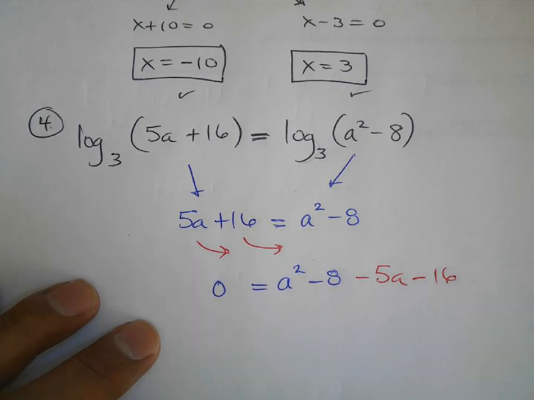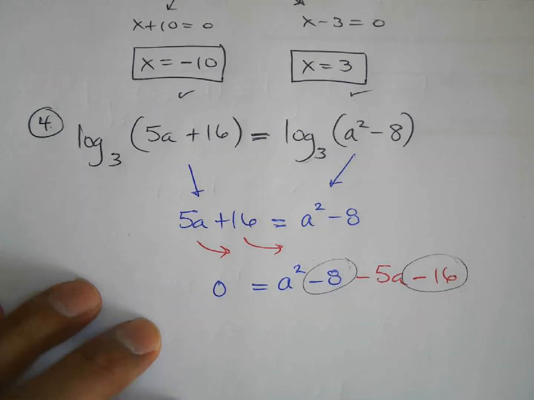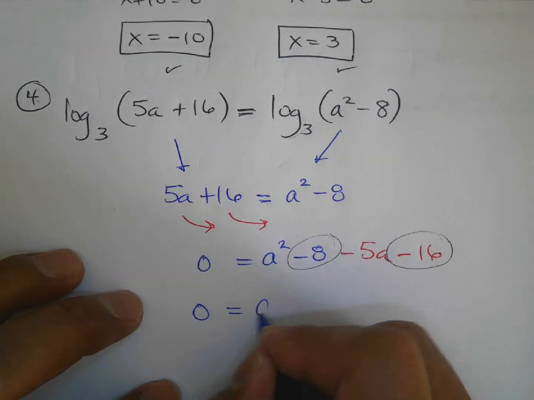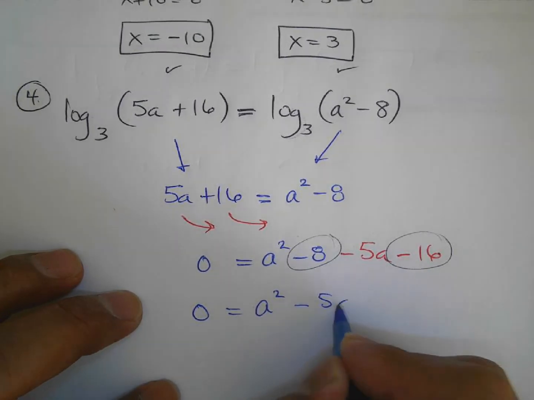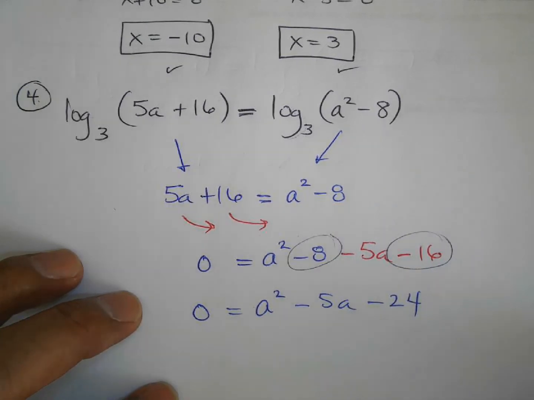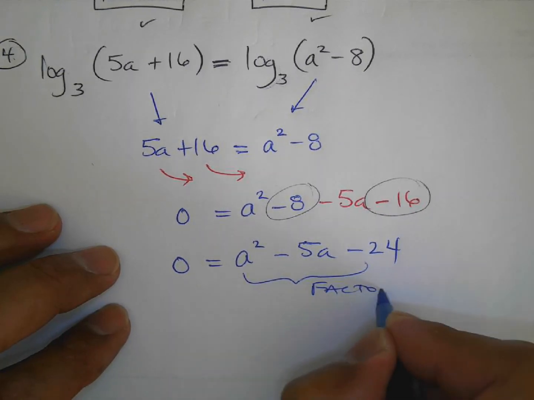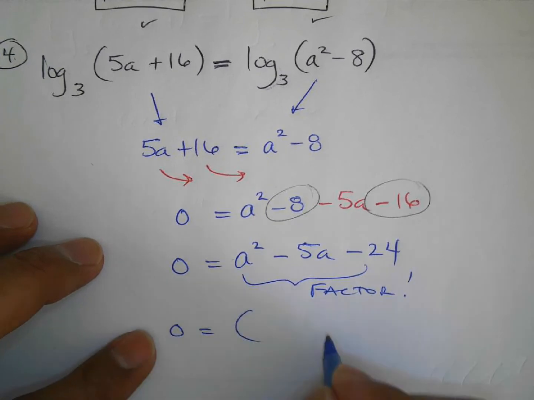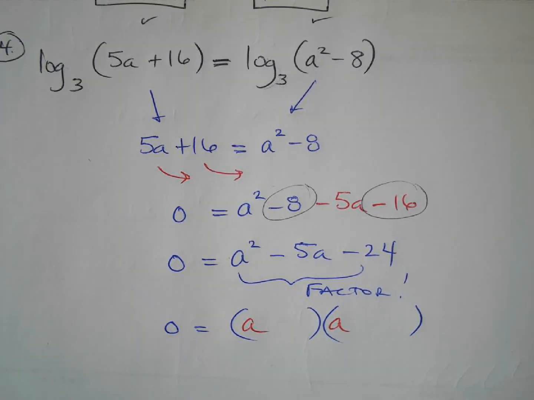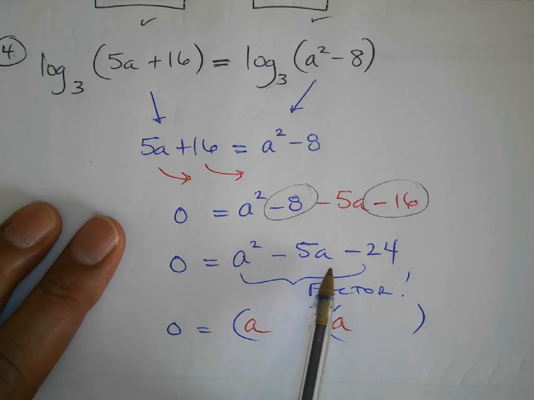So what's it going to be? These are numbers that all add together. So you're going to be left with 0. We've got to write this in the correct descending order. A squared, then the minus 5a, then the negative 8, and the negative 16 is negative 24. All right, factoring this. Got to factor this now. And this one will factor out nicely. I know this is going to be a and a. What numbers can multiply to negative 24 and subtract to 5?